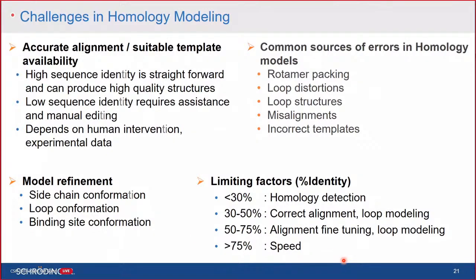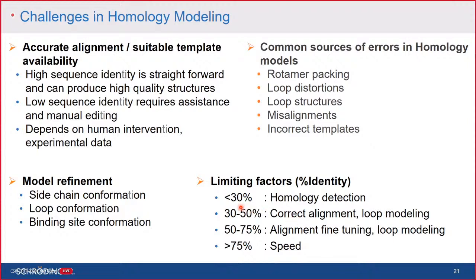I would say the limiting factor lies within the sequence similarity. If you have high sequence similarity, like more than 75%, then everything is fast enough and the model is of better quality. If it is 50 to 75, you will get a good type of model and probably need less human intervention, but your model will still be good enough. But if it is getting lower, like 30 to 50, then certainly you need to manually edit the alignment and perform various loop modeling to check whether you will get a better model or not.